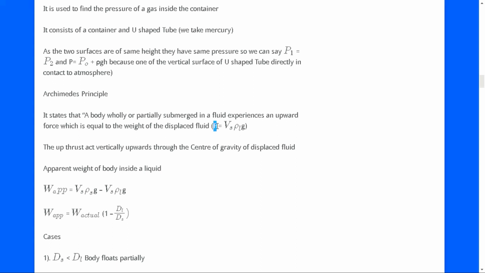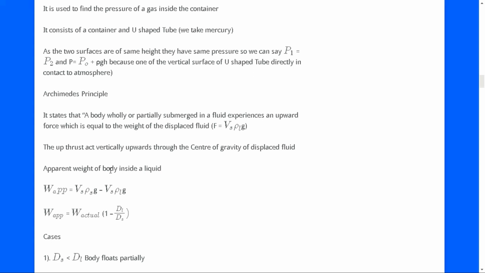So F upward is equal to, as we know that weight is equal to mg, and mass is equal to density into volume, where density is for the liquid and volume is for the solid. The upward force acts vertically upwards through the center of gravity of the displaced fluid.